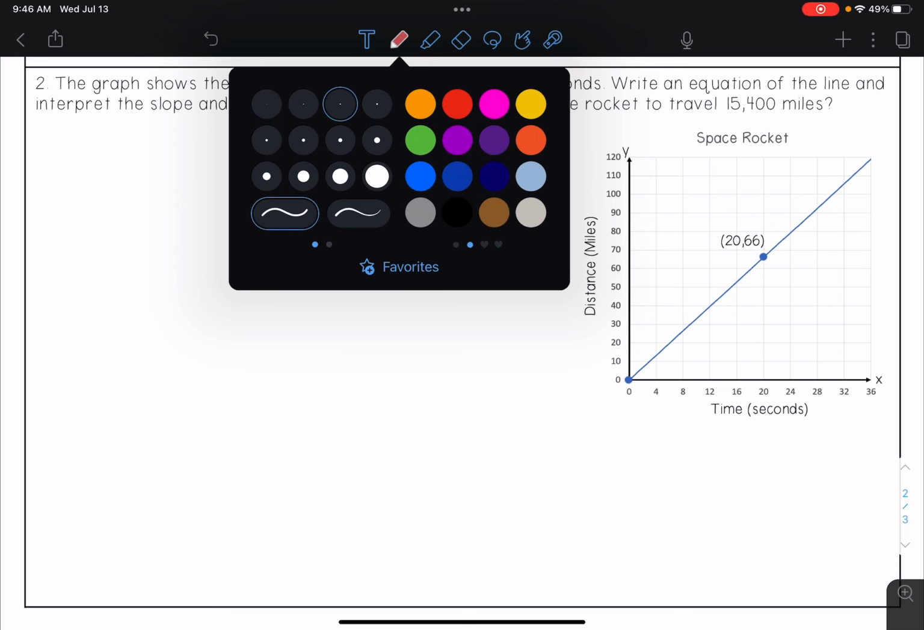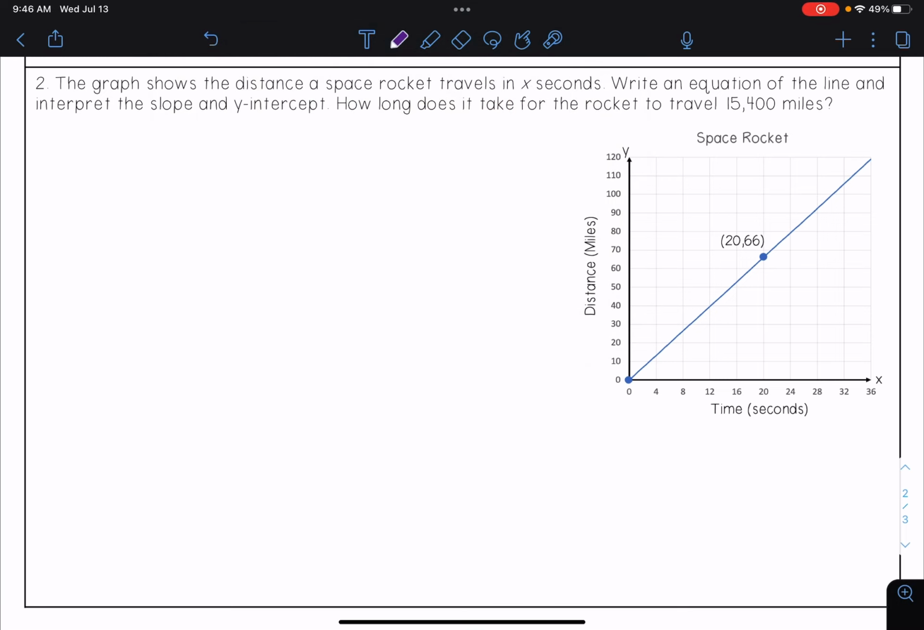Okay, let's look at one more. So this one says the graph shows the distance a space rocket travels in x seconds. Write an equation of the line and interpret the slope and y-intercept. How long does it take for the rocket to travel 15,400 miles? Okay, so here we have my graph given the point (20, 66), and I see the line starts at the origin, so that means that this point over here is (0, 0). I see that x stands for time and y stands for distance.